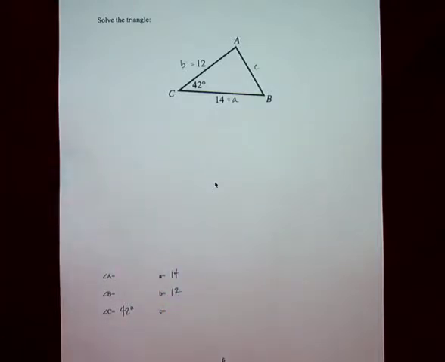Now if we had two angles and one side, we could do simple subtraction, find the third angle, and then we could do law of sines, right? Here, however, we don't have the information that is necessary in order to do law of sines because we can't find a complete ratio, right? We need a complete ratio to use law of sines.